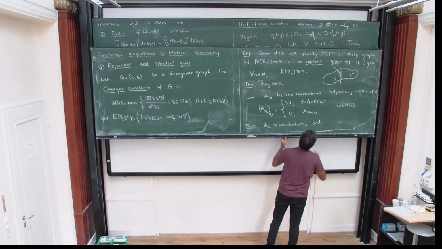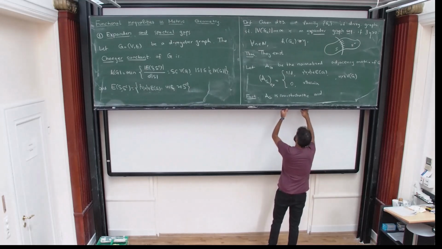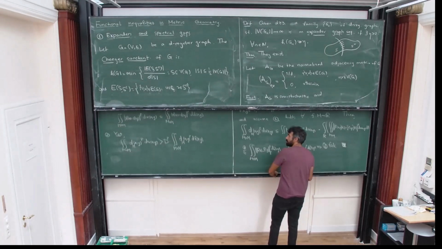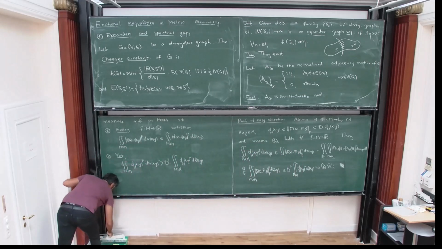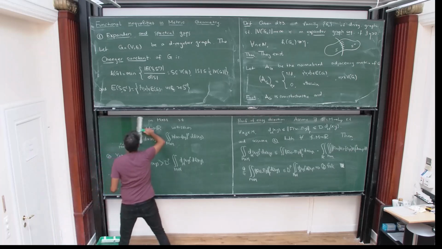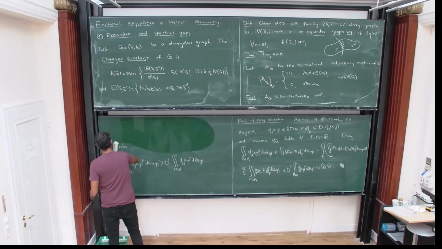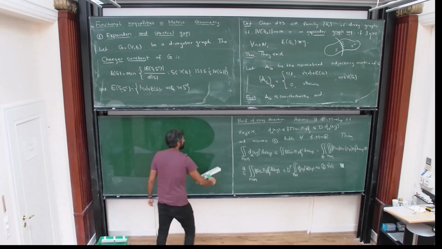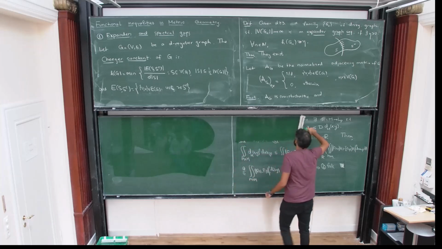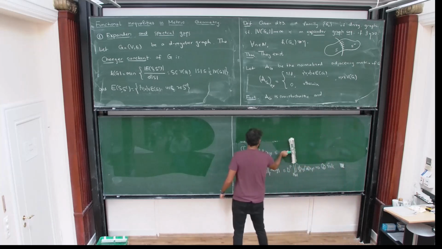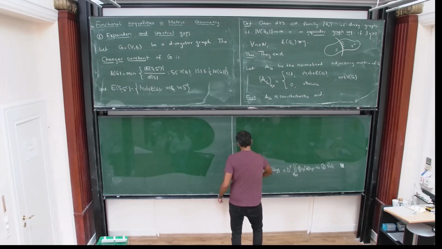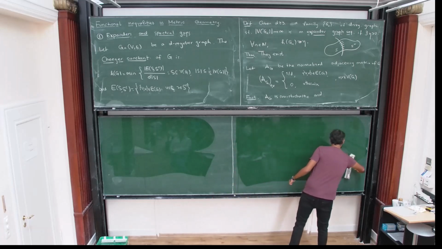And this, of course, imposes some condition on the spectrum. I'll let you think about what it is. Okay, so A_G is an averaging operator, right? So all the eigenvalues are between -1 and 1.